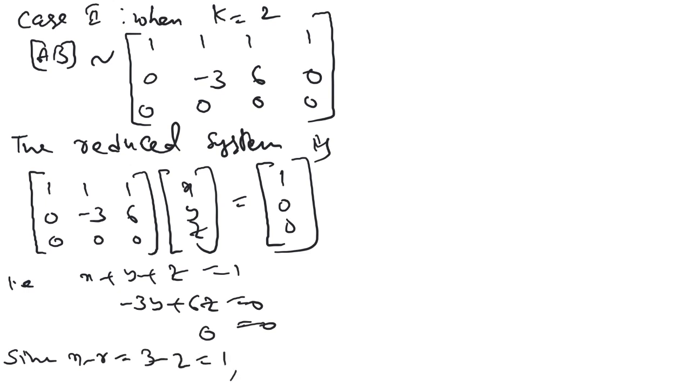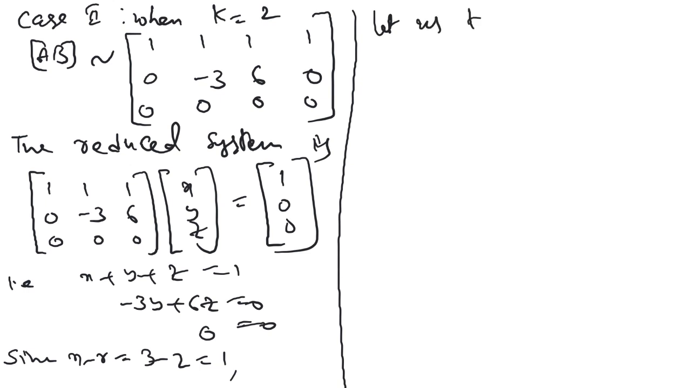So that means we have three unknowns, but only two equations. With two equations, we will find only two values, two unknowns. So that means we don't know the third unknown. That is why the count is 1. Because the value of z is not known, since n minus r is equal to 1.